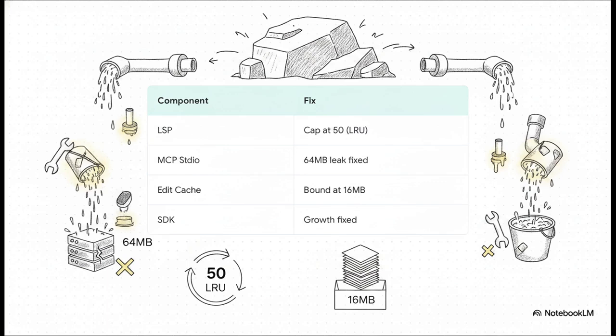The file edit read cache used to pin up to 1,000 full files in memory. It is now strictly bounded at a highly efficient 16 megabytes. And finally, for headless and SDK sessions, they fixed an issue where oversized tool result payloads were causing infinite, unbounded memory growth. Bottom line, Claude Code is going to run perfectly all day long without slowly devouring your system's RAM.